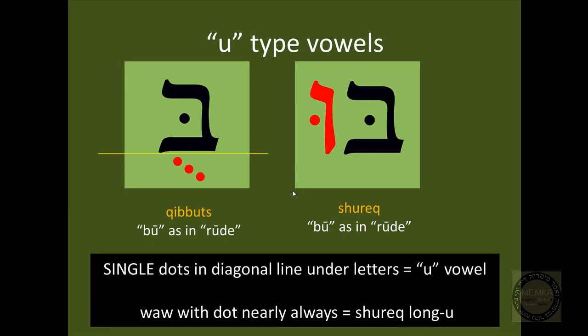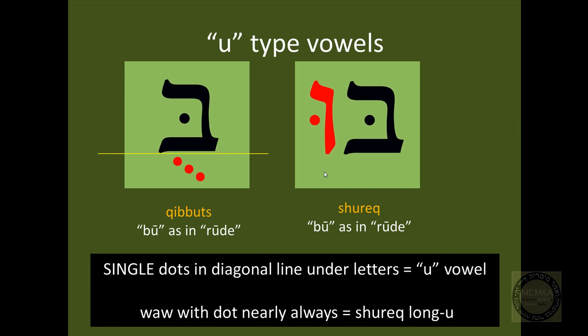There are two U-type vowels, and one of them is an exception to our clustering dot rule. A cluster of dots in a diagonal under a letter is a U-type vowel. It's the kibbutz, the U sound. This letter, a vav with a dot in it, is a long U sound, shureq. So single dots in a diagonal line under the letters is a U vowel. And vav with a dot is nearly always the long U vowel.